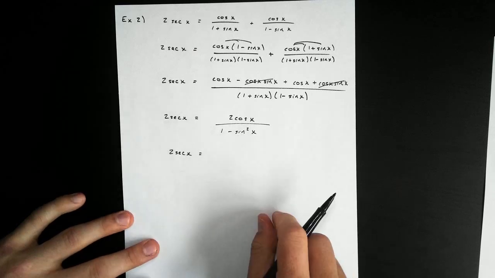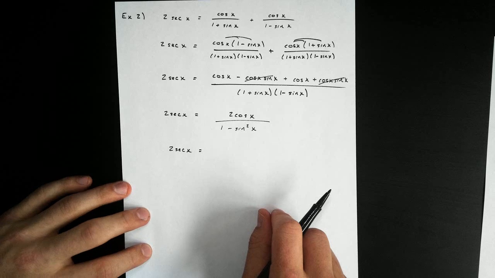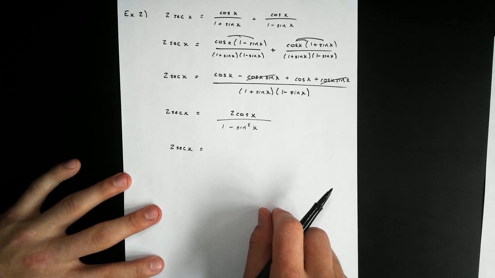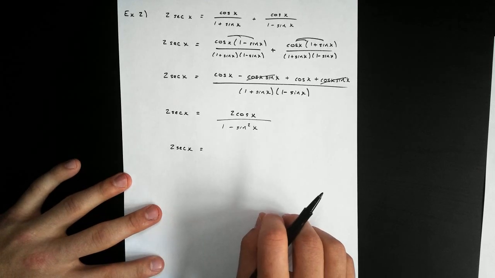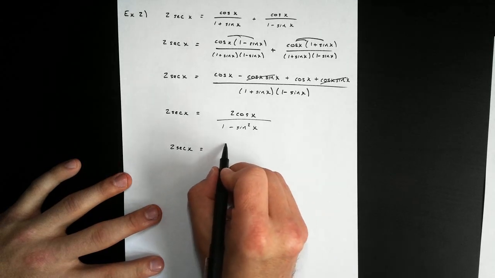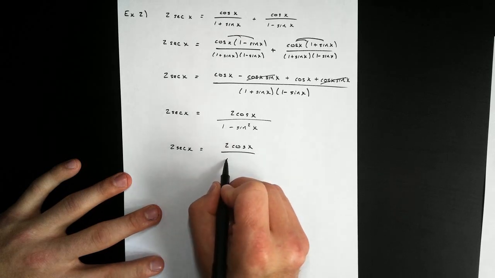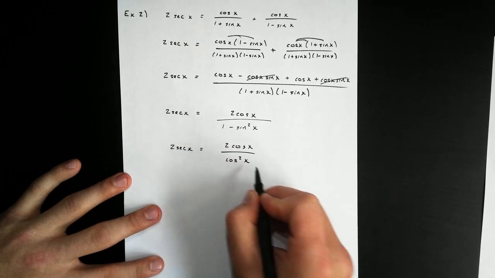Whenever I see 1 minus the sine squared of x, or something that's similar to that, I know that I can use a Pythagorean identity here. Cosine squared plus sine squared gives me 1, so that means 1 minus sine squared, using my identity, is equal to the cosine squared of x.